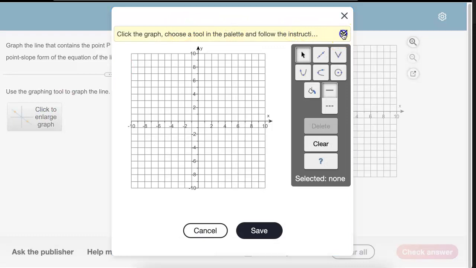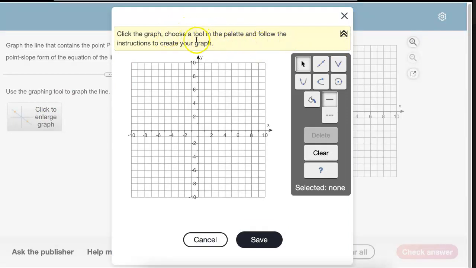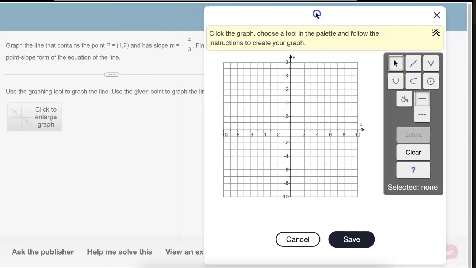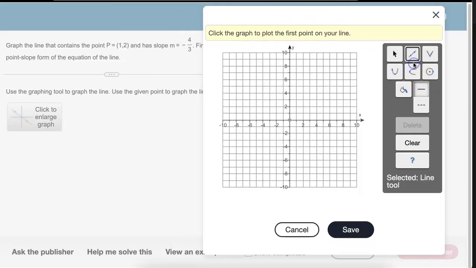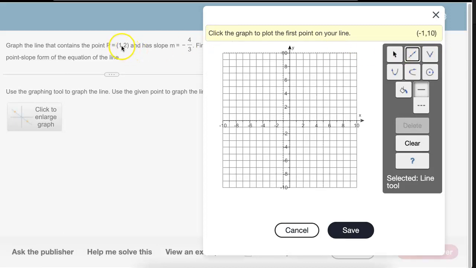And if you follow these instructions, usually up here at the top of your screen, it should walk you through how to use this graphing tool. I do want to first start by selecting the correct type of graph that I'm using here, which is the line graph. Notice that you do have other options for different types of graphs that you may need in later assignments, or even later in this assignment. So we'll start by first plotting the point.